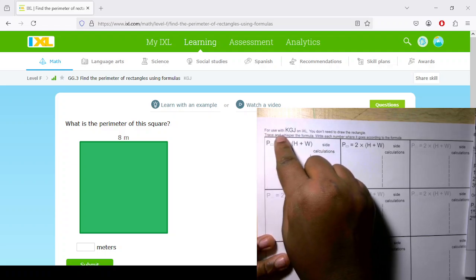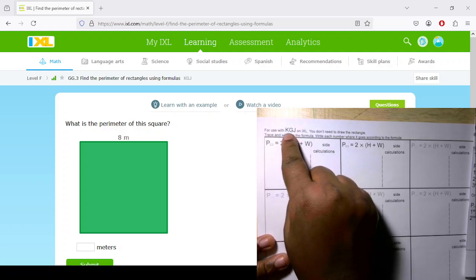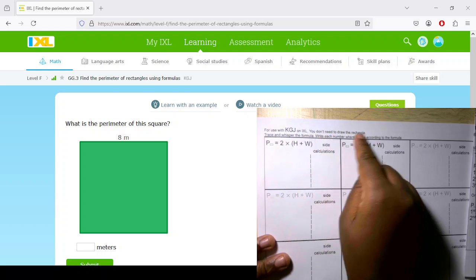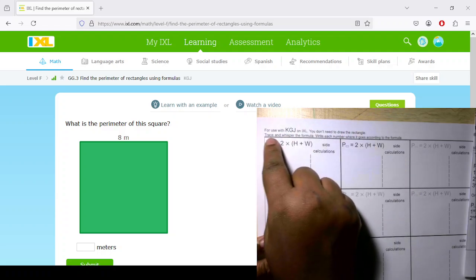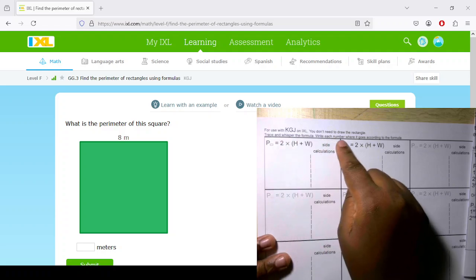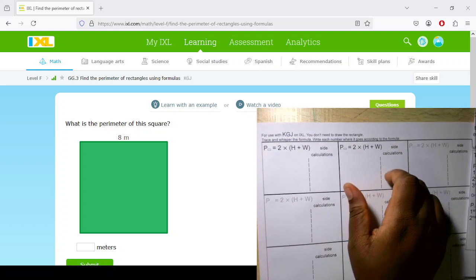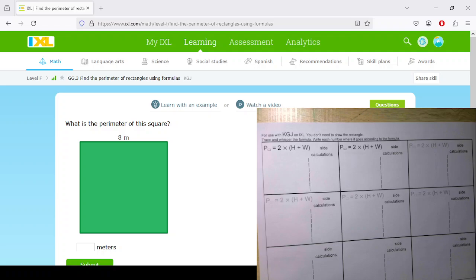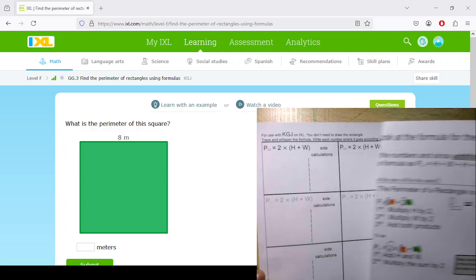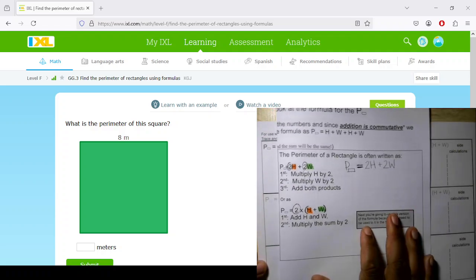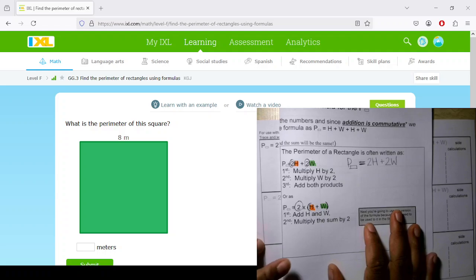In this video lesson, I'm going to use this page to complete KGJ on IXL. You don't need to draw the rectangle. I need to trace and whisper the formula, and I need to write each number where it goes according to the formula. So, I'm still calculating perimeter of a rectangle, but I'm going to use a different version of the formula. I'm going to write it a different way.